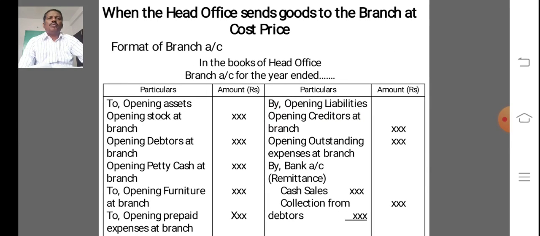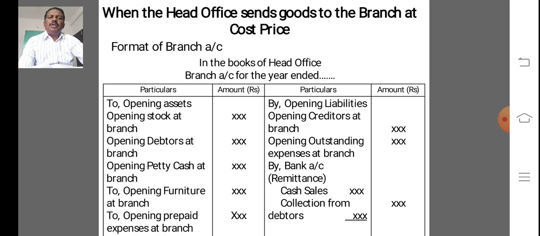Next, when the head office sends goods to the branch at cost price, the following is the format of the branch account in this case. So, in the books of head office, branch account for the year ended.